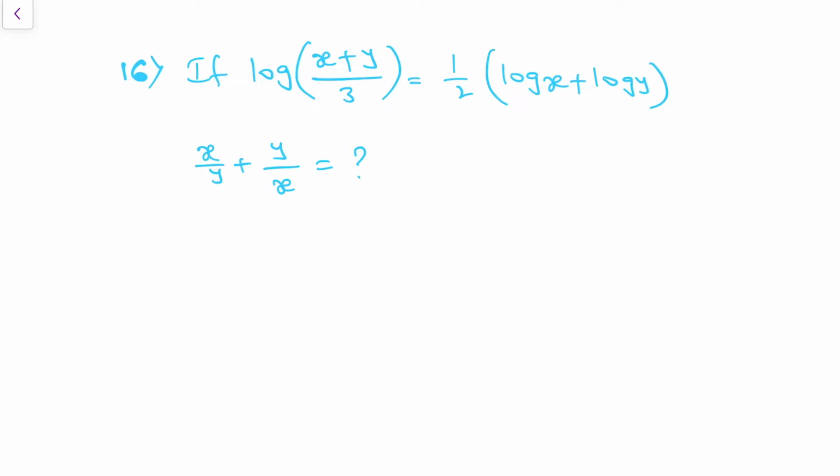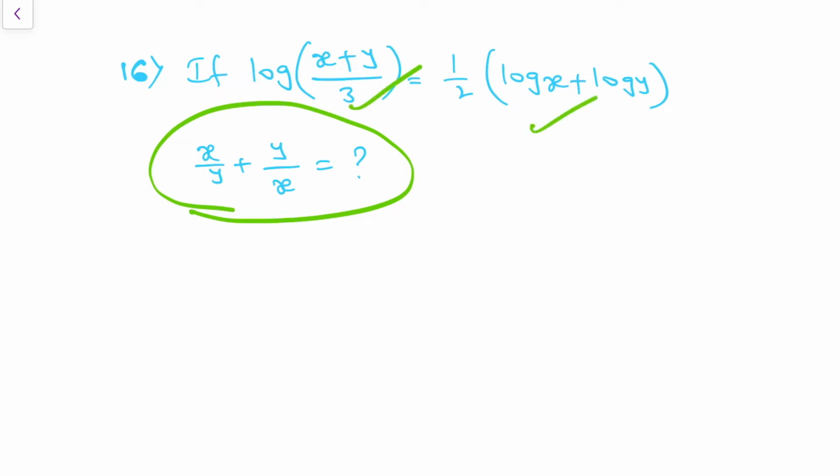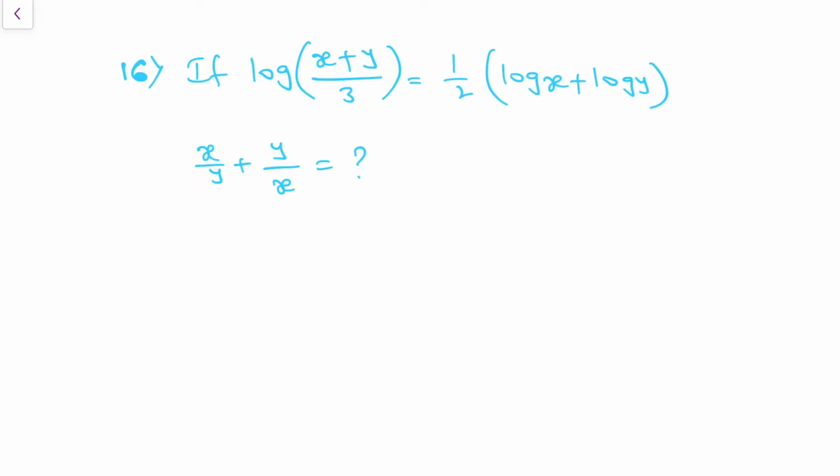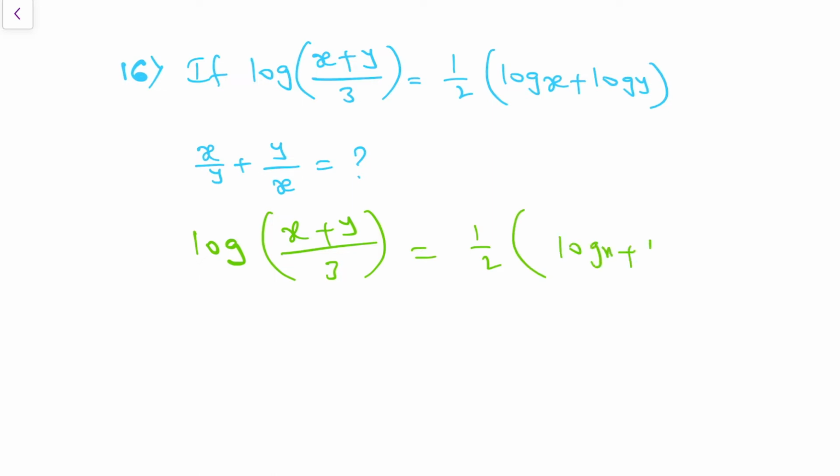Observe here, in this he is asking for some value, but in this there is no logarithm, whereas in the question a logarithm is there. So it means we need to remove the logarithm from the given question. So let us check once. I am writing the given condition: log of (x plus y) by 3 is equal to half of log x plus log y.